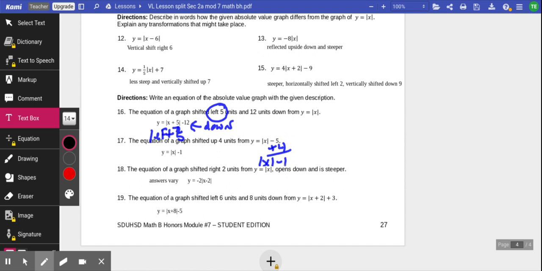Okay? The equation of the graph is shifted to the left 6, so I had to add 6 to the 2, and shifted down from the 3, so I had to subtract 8 from the 3, and that's where I got y equals the absolute value of x plus 8 minus 5.